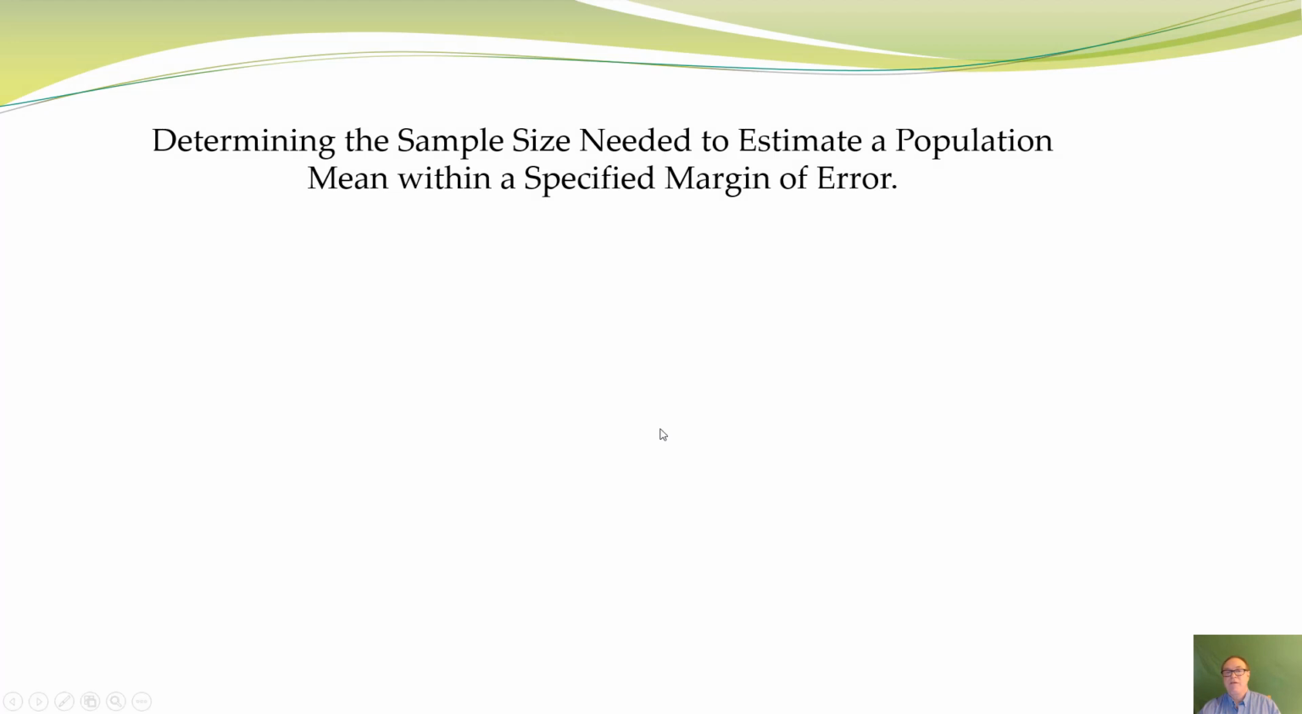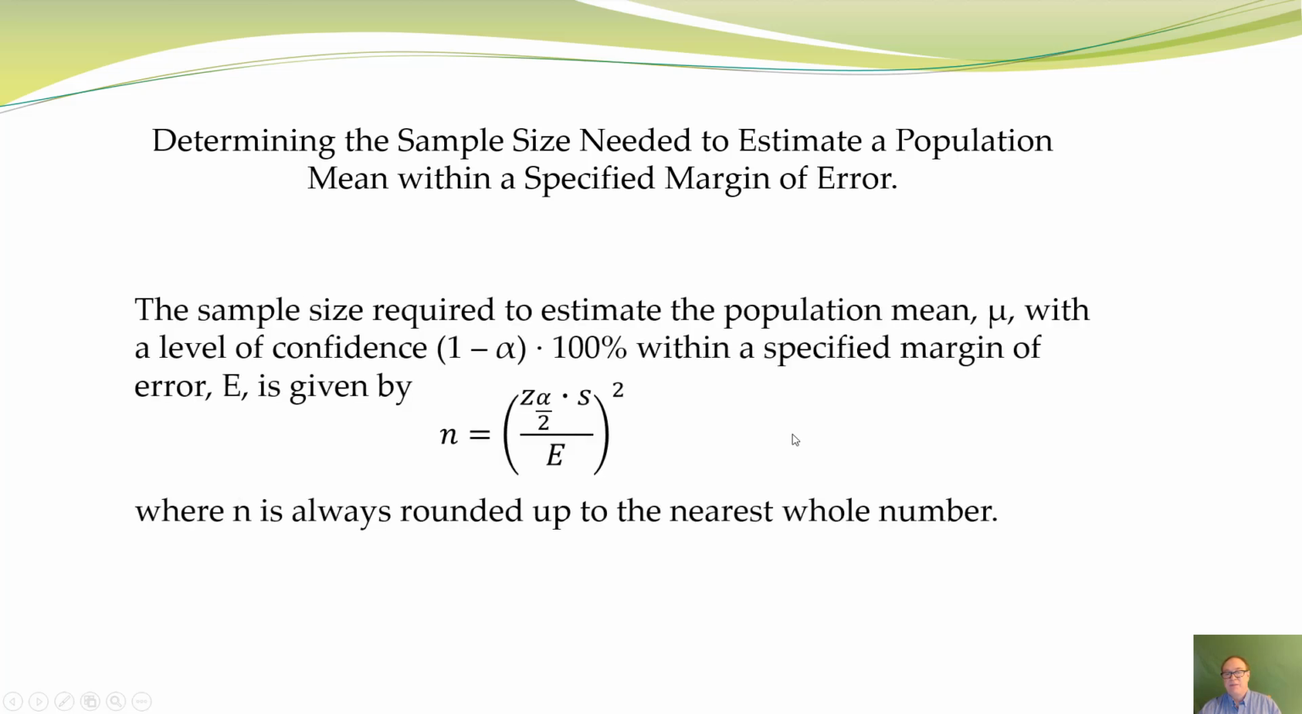Now, what about finding the sample size needed to estimate a population mean within a specific margin of error? Well, the sample size required to estimate the population mean mu with a level of confidence 1 minus alpha times 100% within a specific margin of error E is given by N equals the critical value of Z times S divided by E. Now, up to this point, we're doing everything with T values. Now we're going to use the critical value of Z times S divided by E quantity squared.